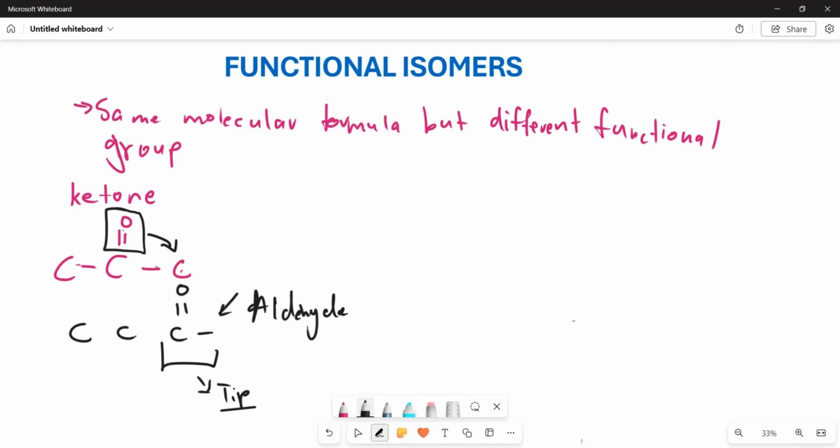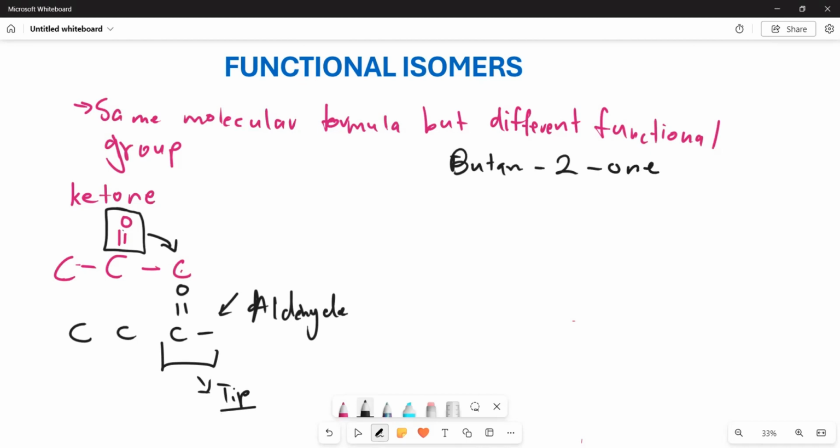I want us to try and examine this. For example, let's start with this one. Let's say you are having your butan-2-one. This is going to be your butan-2-one.